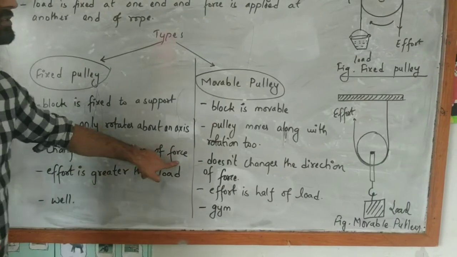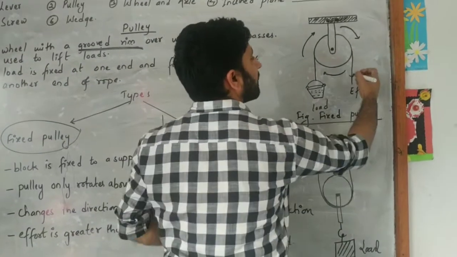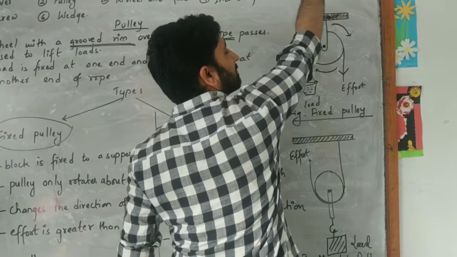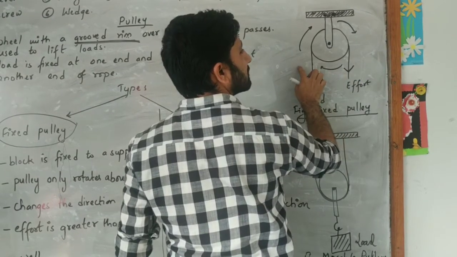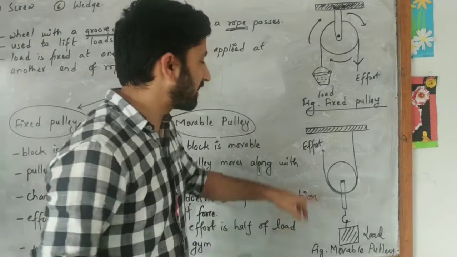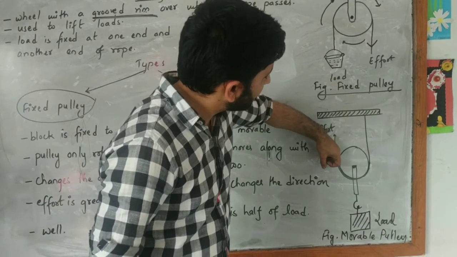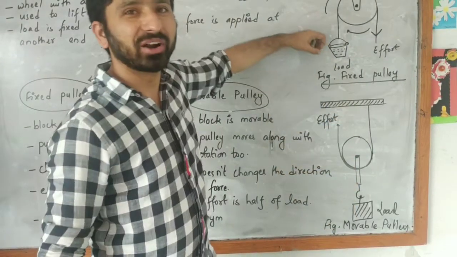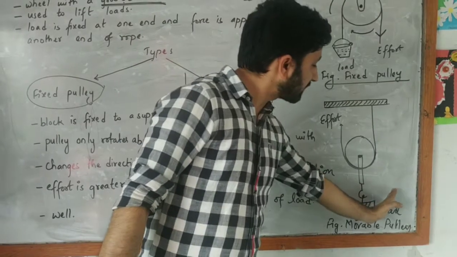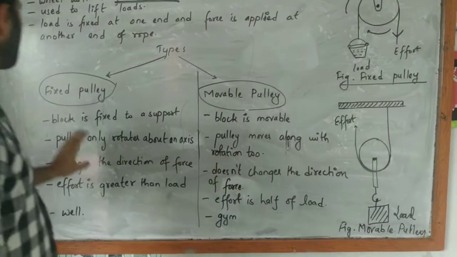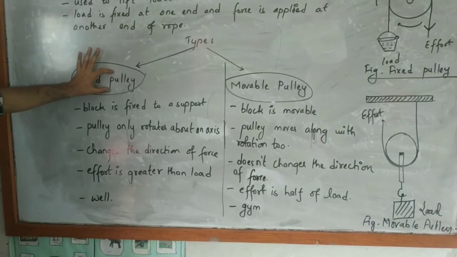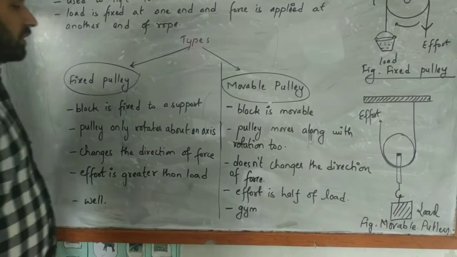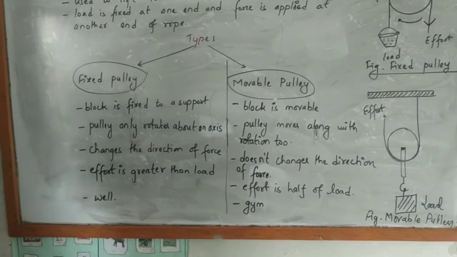The fixed pulley changes the direction of force. Look, in the fixed pulley, effort is applied downward, and the load is carried upward: a change of direction of force. Here, no change of direction of force. Effort is applied upward, and the load is also carried upward. The direction of effort and the direction of load are the same. That means we use the fixed pulley to change the direction of force. We use the movable pulley in the case where no change of direction of force is needed.